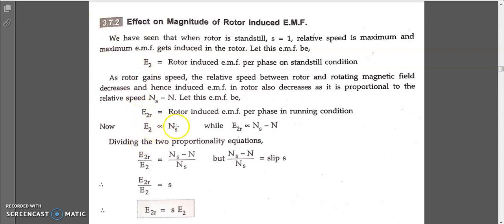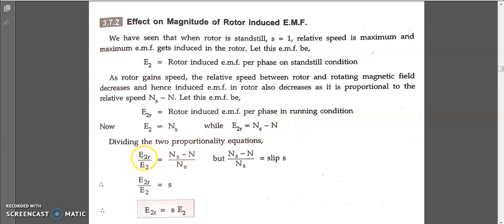So E2 will be proportional to NS. During standstill, remember, the EMF induced in the rotor is always proportional to the stator frequency, that is stator speed. E2 is always proportional to the stator speed. Whereas the EMF induced in the rotor during running condition, E2R, is always proportional to the difference of two speeds, NS minus N, that is slip speed. So E2R is proportional to S times NS. The EMF induced in the rotor is always with respect to the slip speed.